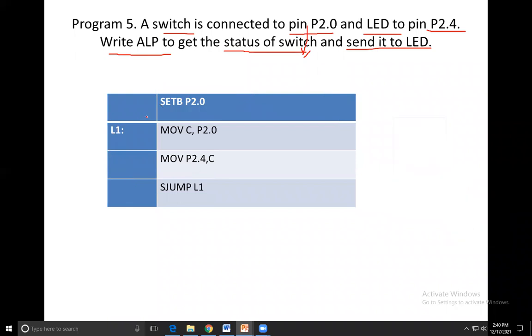Try the program and just make a change. You have to replace the set bit and give the instruction clear P2.0 and see what will happen. You have the Keil software on your laptop or PC, so remove this set bit, give the instruction clear P2.0, and check the output of your program.